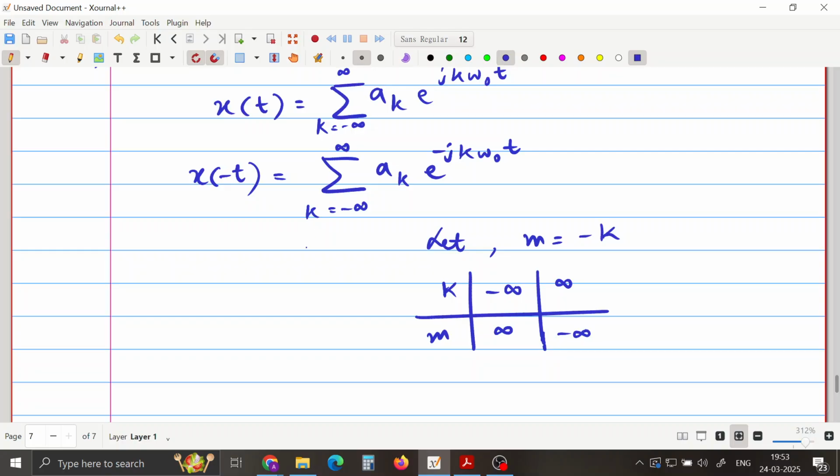And now how can we rewrite this? We can rewrite this as x of minus t equals the summation where I replace k by m, and m is running from plus infinity to minus infinity. Replacing k by minus m, this becomes a minus m e power j m omega naught t. Correct?